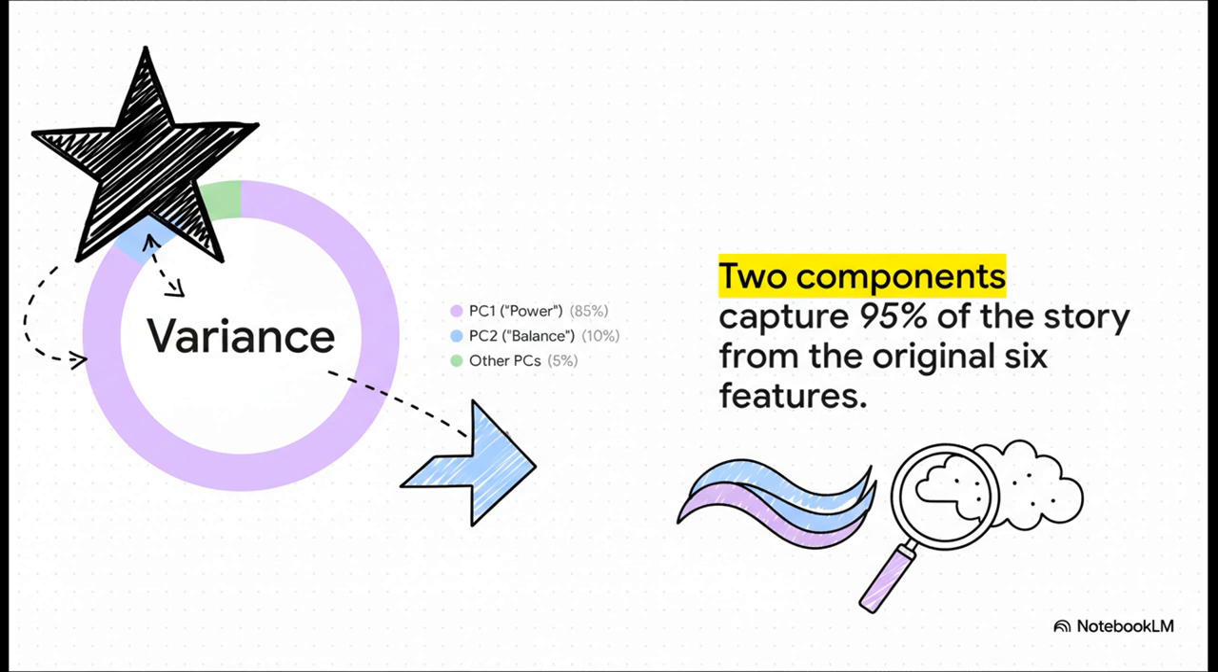It's incredible. After we run the algorithm, it turns out that the very first principal component, our PC1, explains a whopping 85% of all the differences in the data. The second one, PC2, explains another 10%. Think about that. Together, just 2 new features have captured 95% of the entire story from the original 6. We've taken a 6-dimensional problem and boiled it down to 2 dimensions, losing almost nothing important in the process.